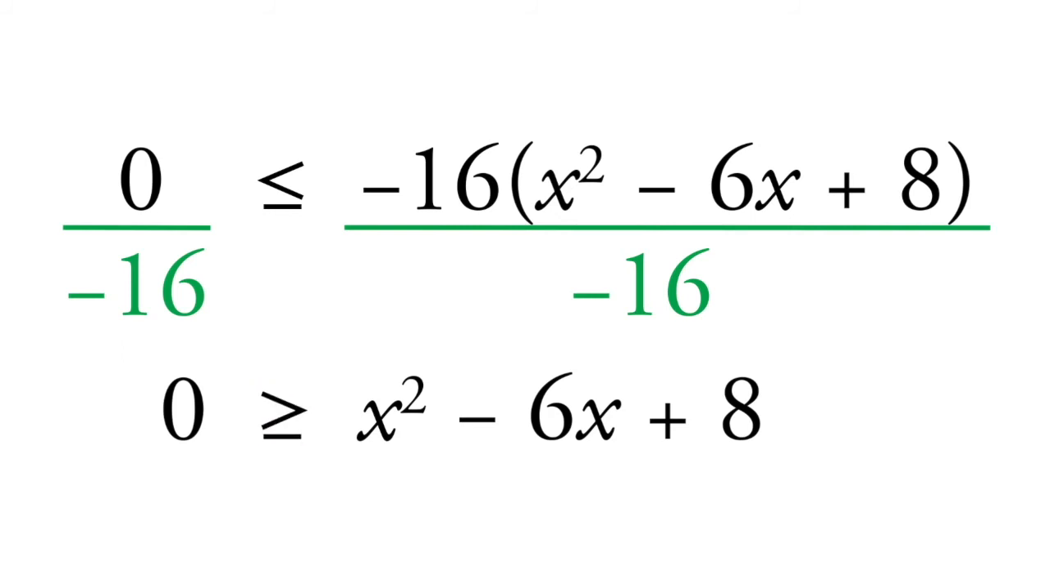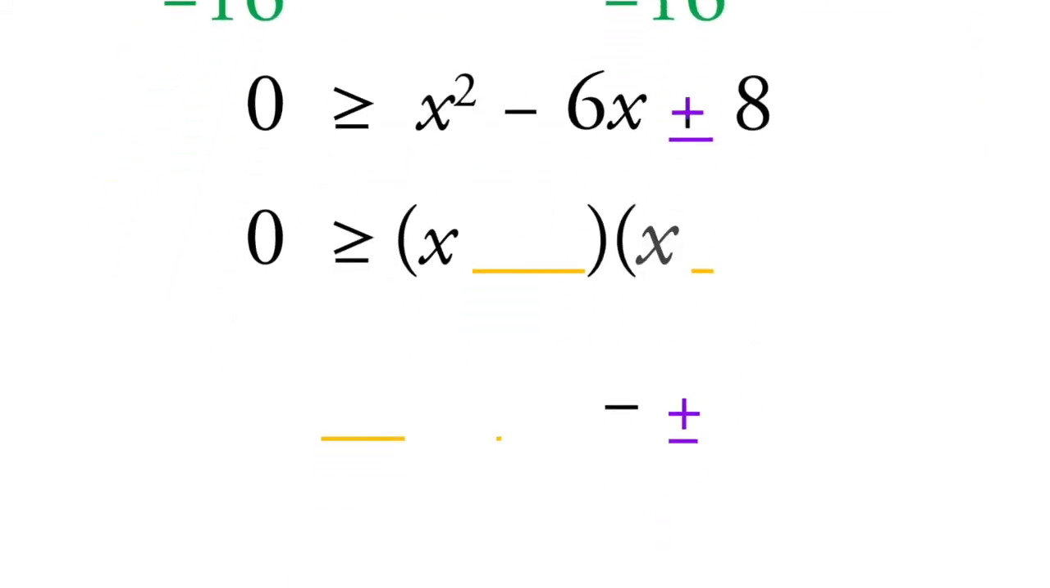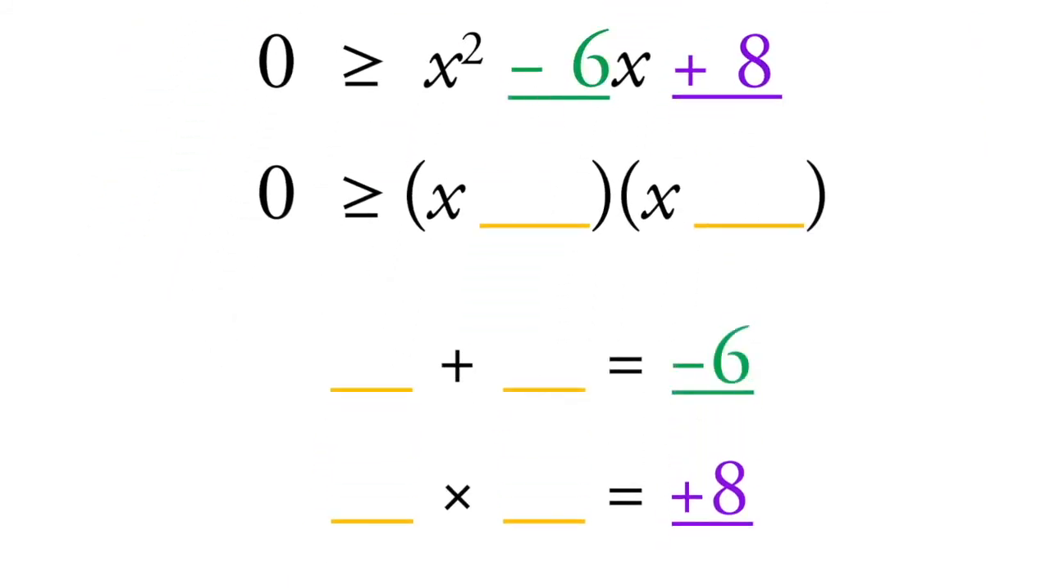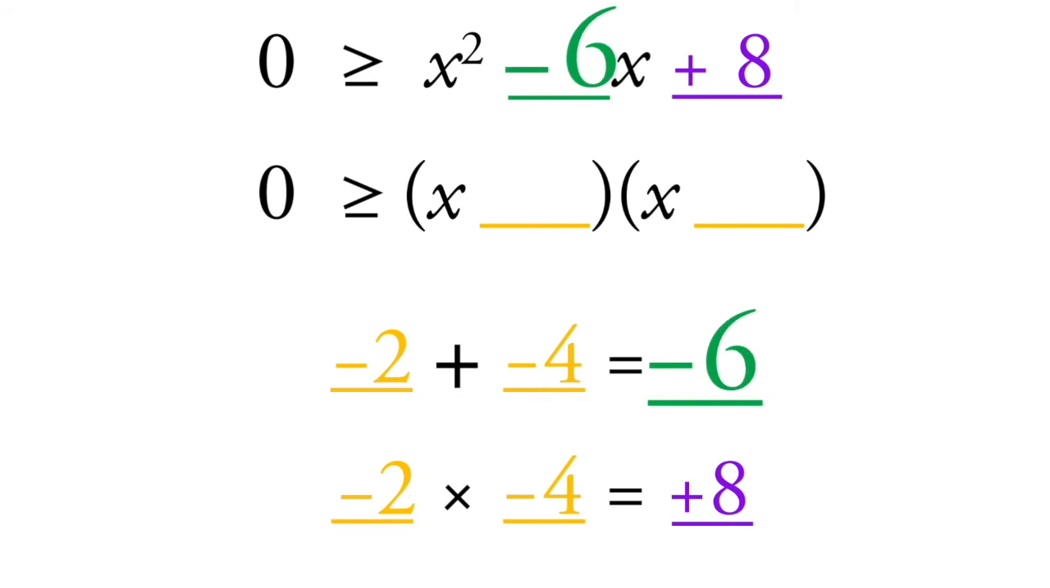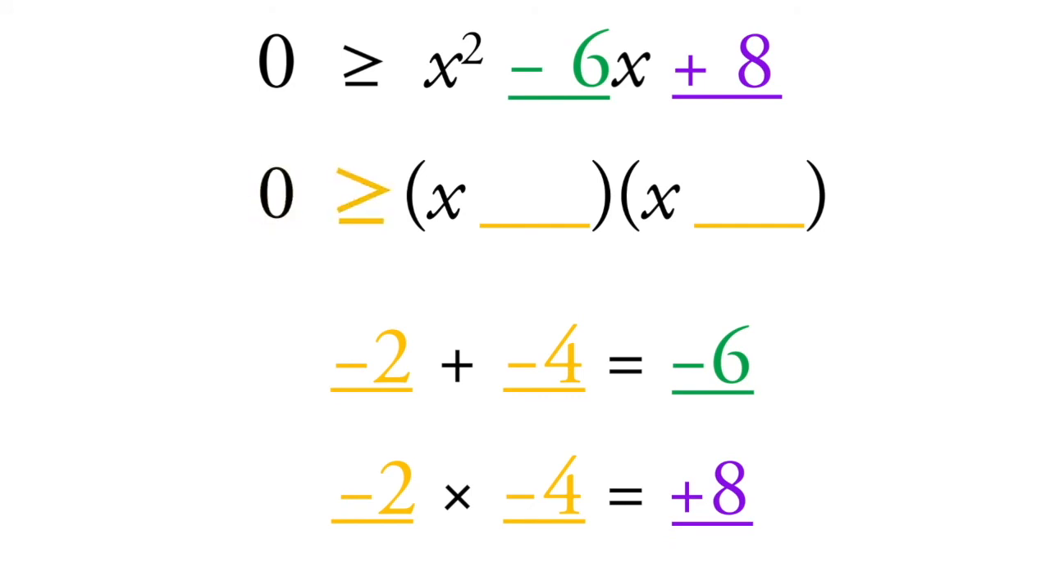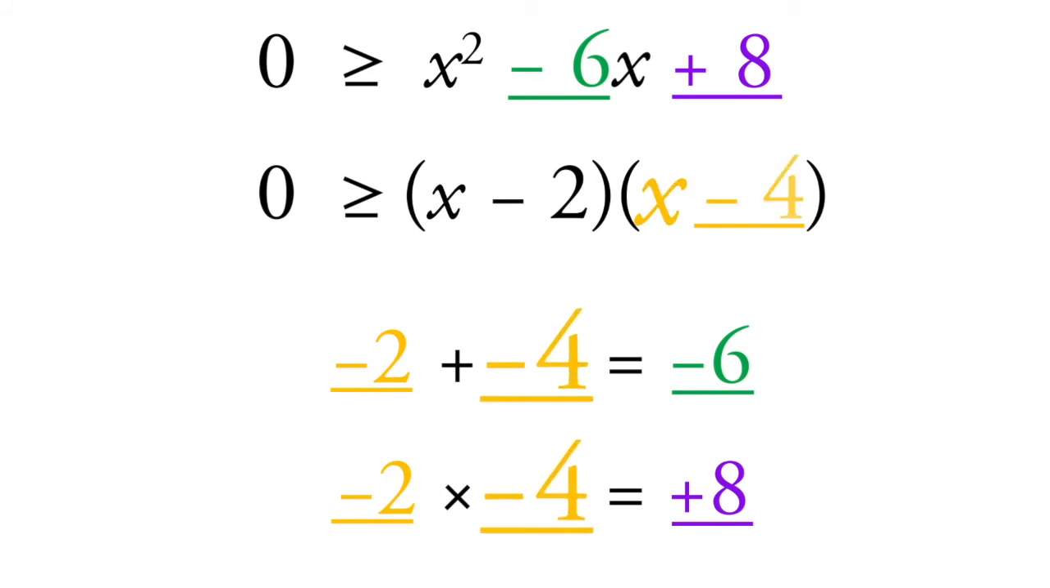But now we can say, okay, now what makes 8 where you multiply them and when you add them together makes -6? And it turns out that a -2 and a -4, well, you add them together, that makes -6, and you multiply them, that makes 8. So what we can do is we can say that this 0 is greater than or equal to x minus 2 and x minus 4, one times the other.